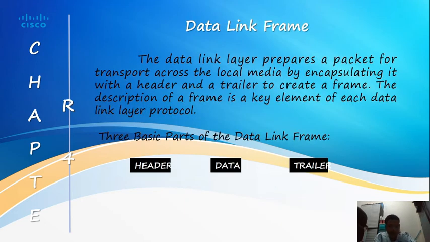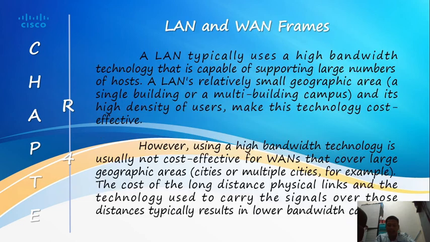Data link frame. The data link layer prepares a packet for transport across the local media by encapsulating it with a header and trailer to create a frame. The description of a frame is the key element of each data link layer protocol. There are three basic parts of the data link frame: the header, the data, and the trailer. So this is the LAN and WAN frame. As you can see.